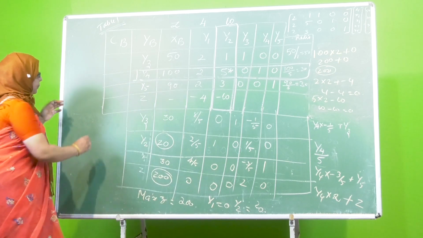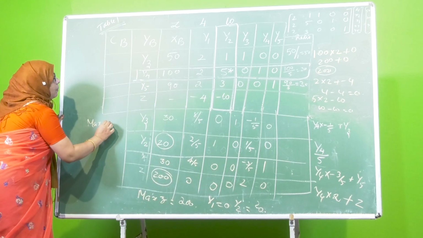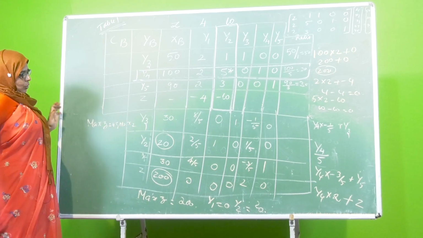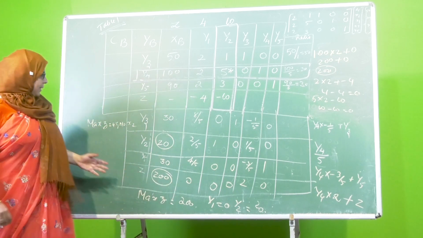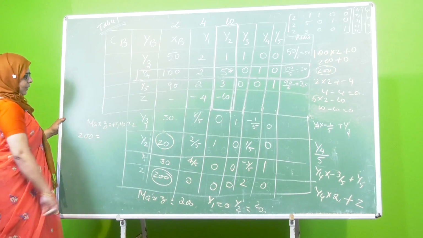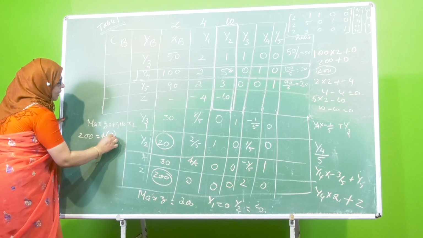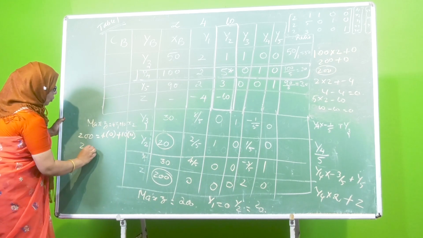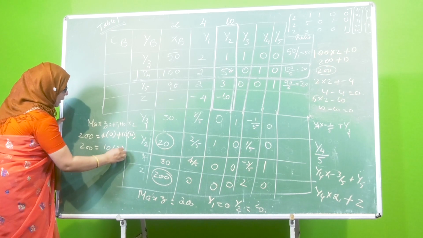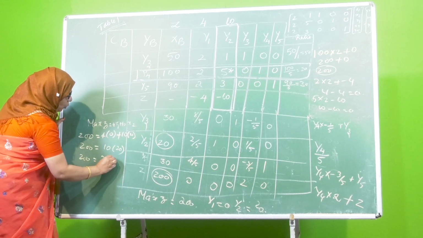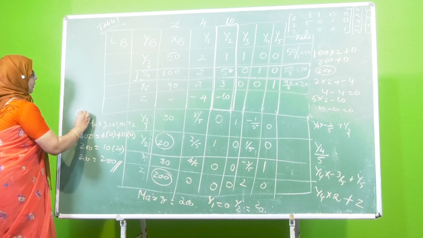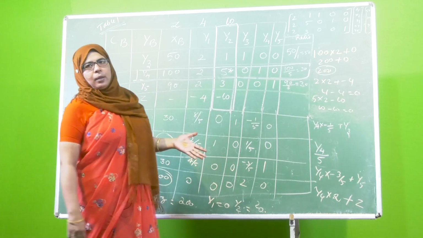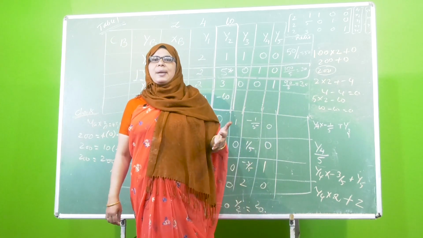Okay, we have to check. So what is the problem given? Maximize Z equal to 4x1 plus 10x2. So what solution are we getting? Maximize Z equal to 200. So 4 into x1, which is 0, plus 10 into x2, x2 is 20. So 200 is equal to 10 into 20. That is 200 is equal to 200. We have checked. The problem is finished. Okay, I hope you all understand the simplex problem.